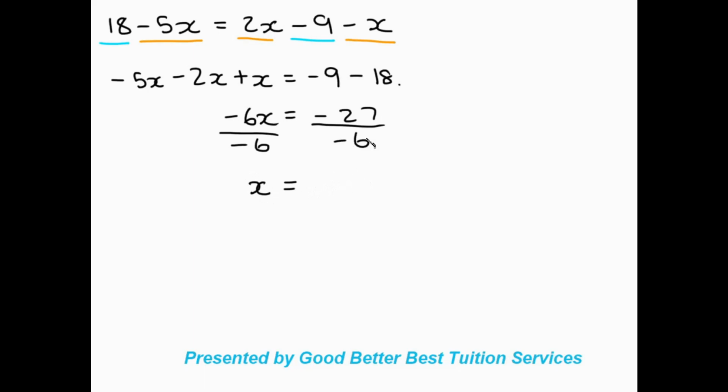And now on this side we have obviously a negative divided by a negative. We know it's going to be a positive, but we have to simplify this fraction still. And how are we going to do that? We need to look at the highest common factor. Now if I look at the highest common factor between 6 and 27, it is going to be 3. Right? So I'm going to divide 27 by 3, I'm going to get 9. And if I divide 6 by 3, I'm going to get 2. So our final answer here is x is equal to 9 over 2.